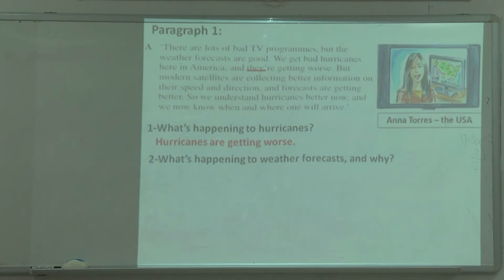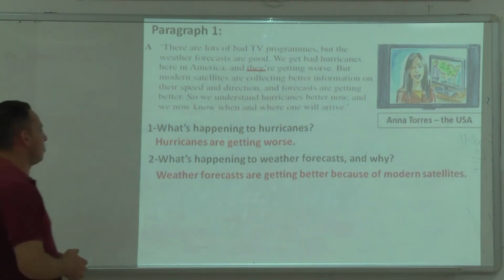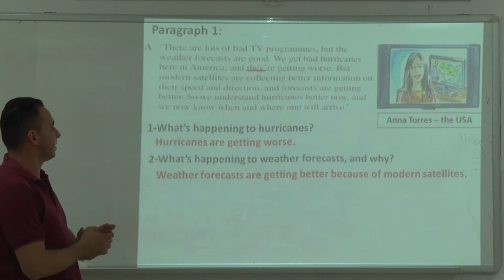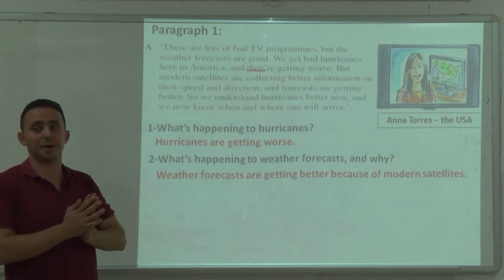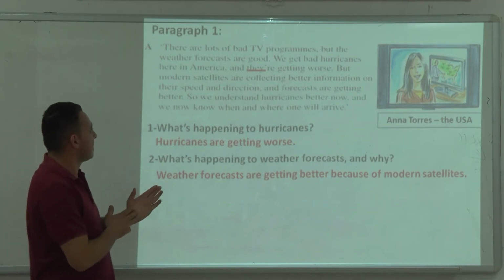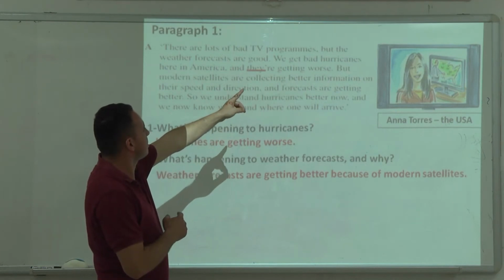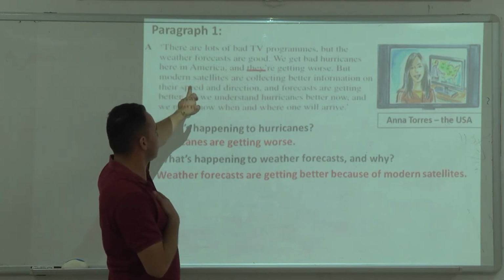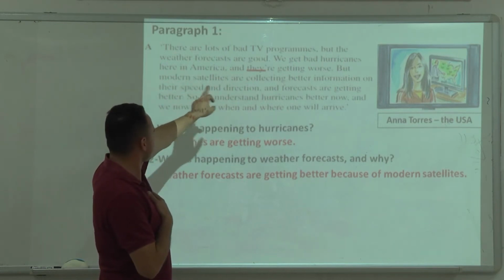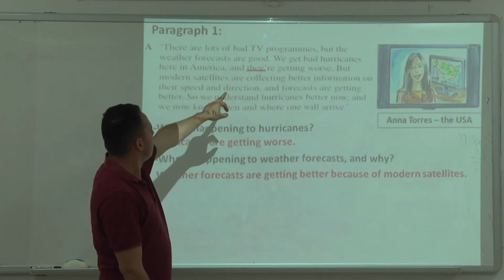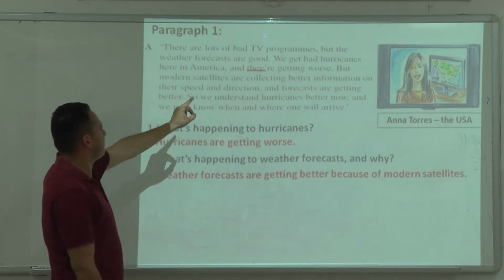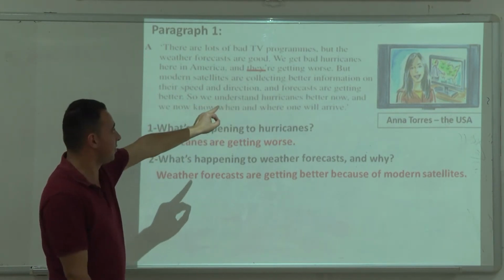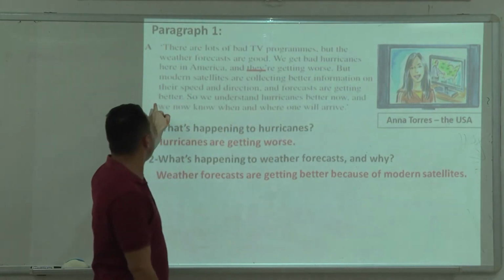The answer is weather forecasts are getting better because of modern satellites. Again, what's the answer according to the paragraph? Weather forecasts are getting better because of modern satellites. Here is the answer, students. Look at the paragraph. Modern satellites are collecting better information on their speed and direction, and forecasts, notice here the answer, forecasts are getting better.